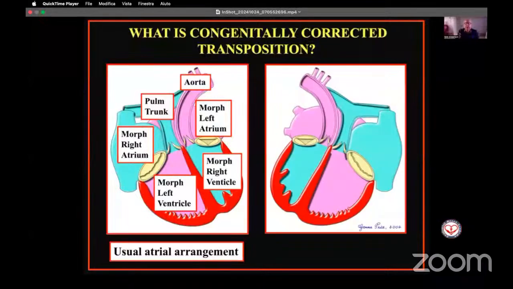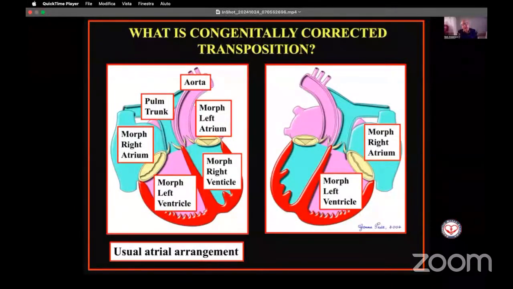But we can have exactly the same thing when the atrial chambers are mirror imaged. And of course, when we have mirror imagery at the atrial level, the morphologically right atrium now is left-sided. Now, because of the discordant atrioventricular connection, the blood's going to come into the morphologically left ventricle, but the left ventricle now will be left-sided.